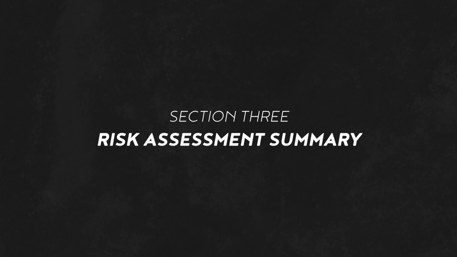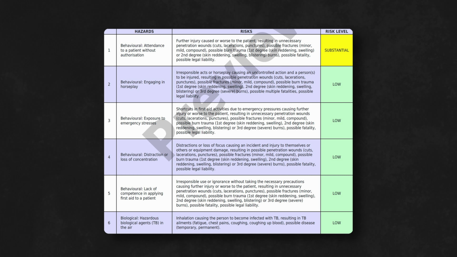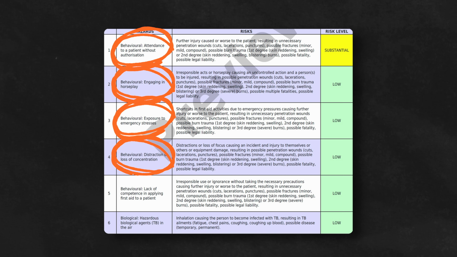Let's move on to Section 3, the Risk Assessment Summary. This section identifies the inherent risks associated with providing first aid, including behavioral risks like unauthorized attendance, horseplay, acting under stress, distractions, and lack of competence, biological hazards like TB and body fluids, environmental hazards like noise, poor lighting, and poor ventilation, ergonomic risks like poor posture, repetitive actions, and overexertion, physical hazards like sharp objects, slippery surfaces, and poor housekeeping. This section is used to list all identified hazards from most hazardous to least.